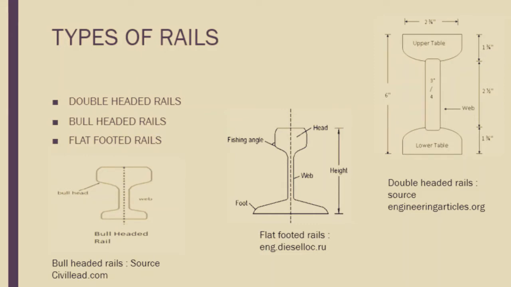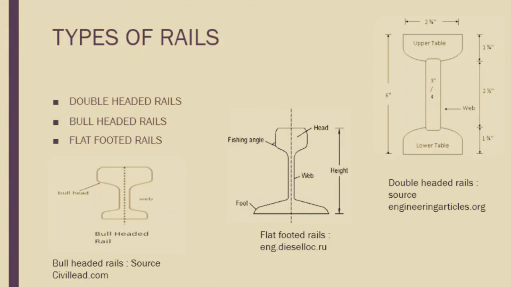In this lesson we will be discussing the types of rails. We all know that there are 3 types of rails used in the construction of a permanent way. The first one is double-headed rails, the second one is bull-headed rails, and the last and most commonly used one is the flat-footed rails. In this slide you can see 3 main figures showing the details of these 3 rails. The first picture is the picture of double-headed rails.